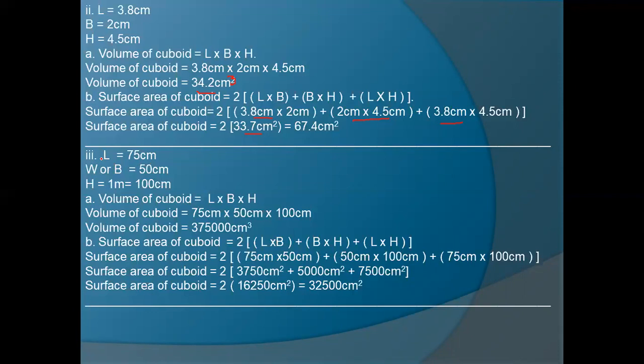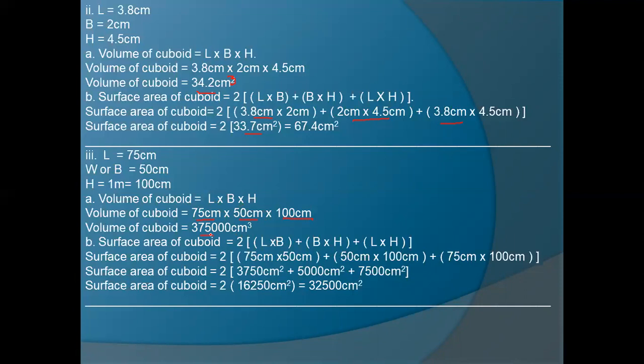Dear students, this is the third part where we are given the length 75 centimeter, width or breadth equal to 50 centimeter, height 1 meter, and we will change meter into centimeter by multiplying by 100, and its answer will be 100 centimeter. Now volume of the cuboid is length multiply breadth multiply height, and here we have 75 centimeter, 50 centimeter, and 100 centimeter. After multiplication we have got the answer 3,75,000.